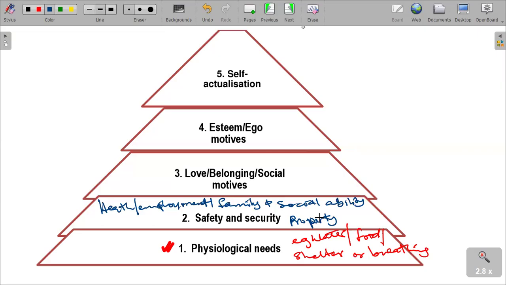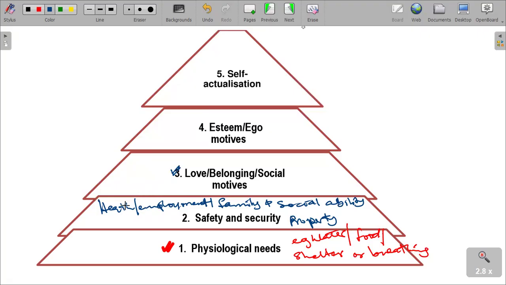It can be even in terms of family. I mean, social ability, as in relationships. It comes there in terms of family and so on. So the trust that people have in each other is a very important aspect of Maslow's hierarchy of needs. And then we have number 3, which is love, belonging, and social motives.